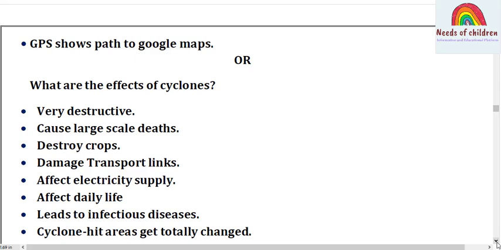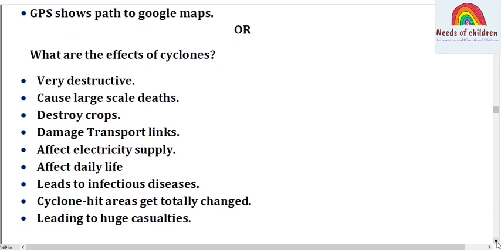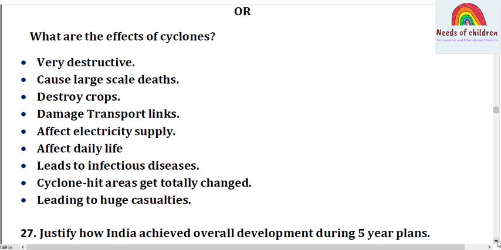Let's move on to the choice question. What are the effects of cyclones? Students, this is the question. It is from geography, India, natural disasters. Let's move on to effects of cyclones. Cyclones are very destructive, cause large scale deaths, destroy crops, damage transport links, affect electricity supply, affect daily life, lead to infectious diseases. Cyclone hit areas get totally damaged, leading to huge casualties.